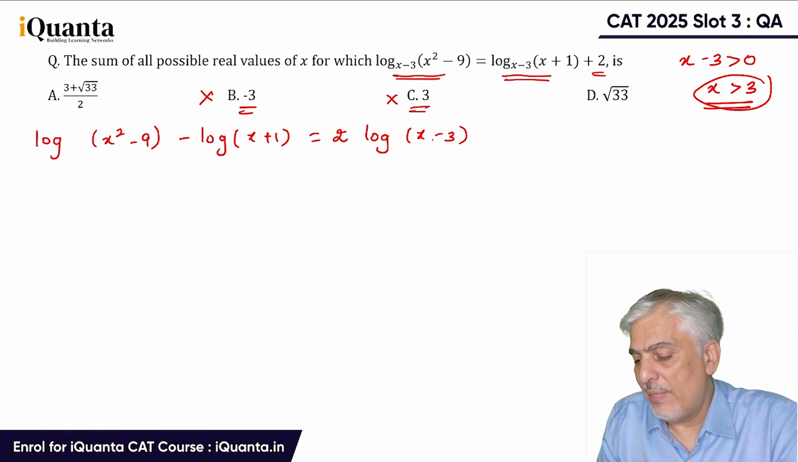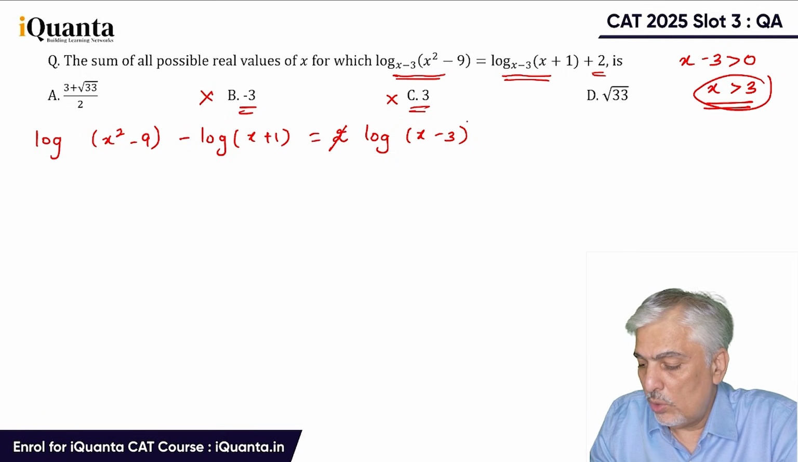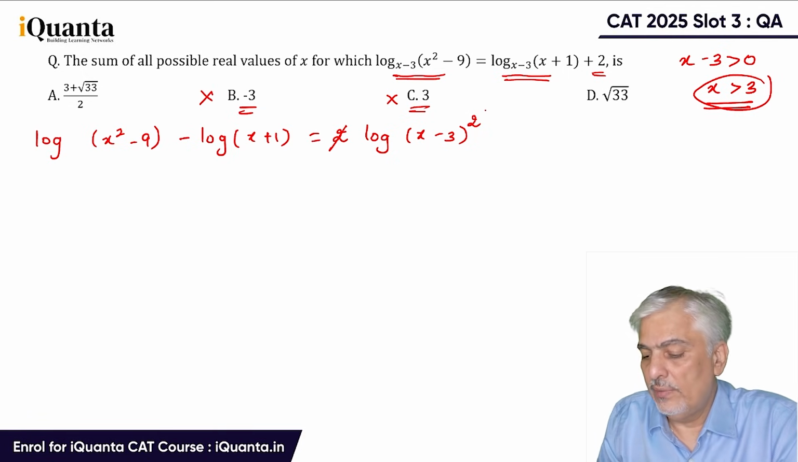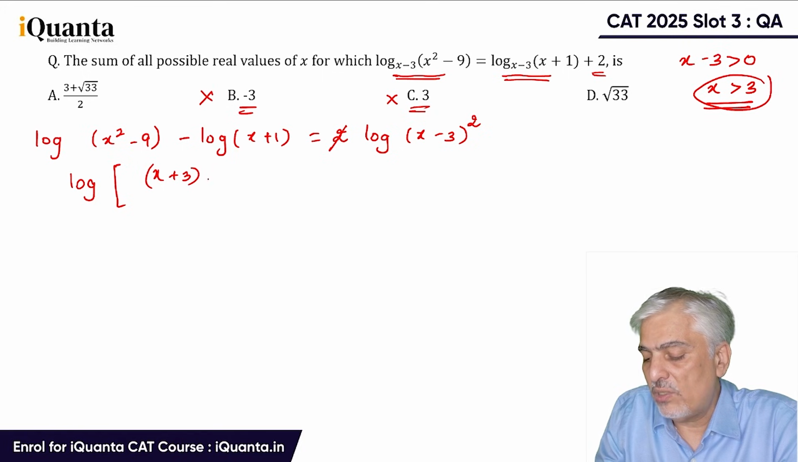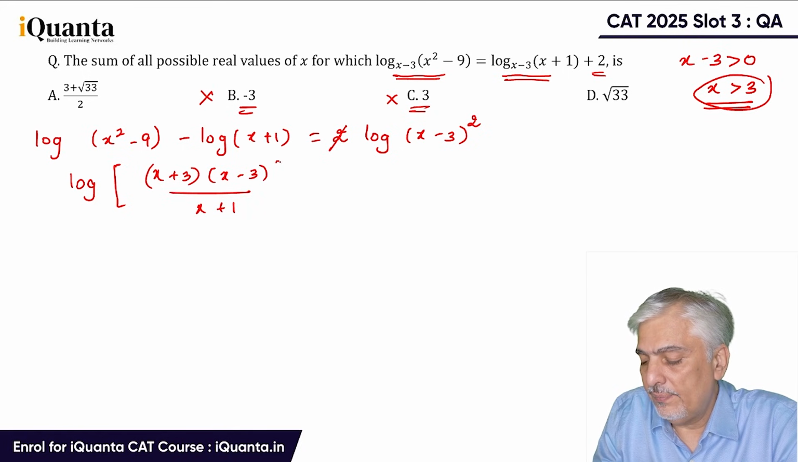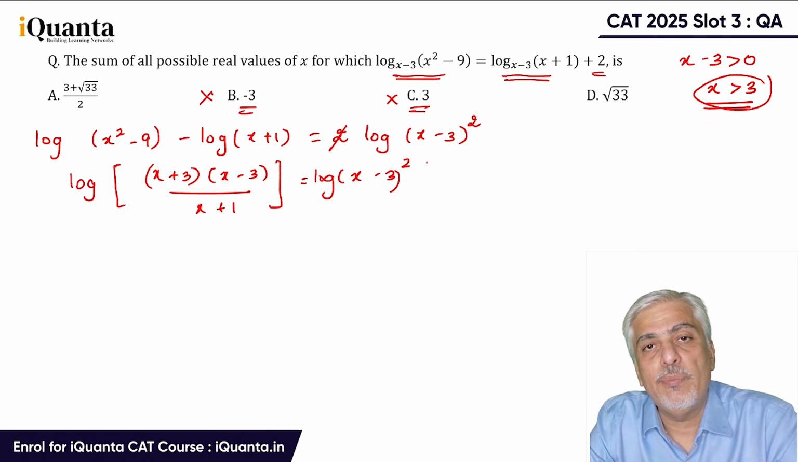So all the places the base is gone. This 2 will go on top, so I'll get a 2 over here. Log a minus log b is log a by b. x square minus 9 can be written as x plus 3 into x minus 3 upon x plus 1, which is x minus 3, log x minus 3, the whole square. I hope you all understood how the base was removed.